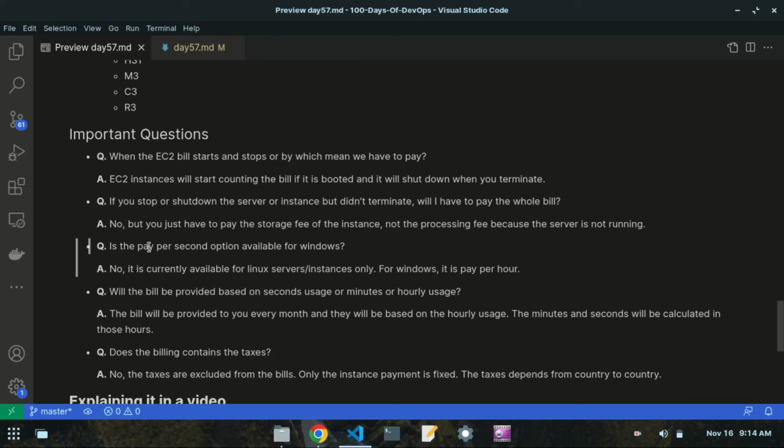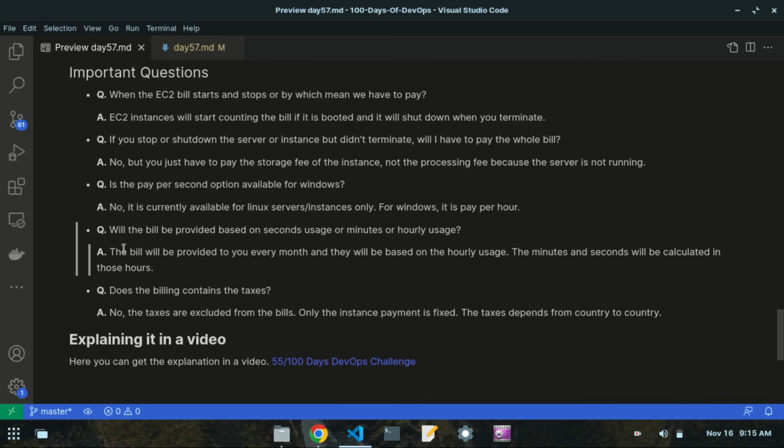Alright, is the pay per second option available for Windows? No, it is currently available for Linux servers only. For Windows, it is pay per hour. Alright, will the bill be provided based on seconds usage, minutes usage, or hourly usage? The bill will be provided to you every month, and it will be based on hourly usage. Alright, and the minutes and seconds will be calculated within those hours.